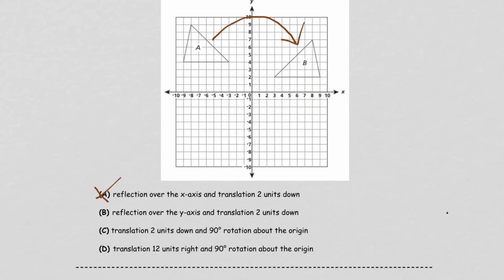And what happens if I reflect over the y-axis? If I reflect over the y-axis, it's going to end up kind of right about here, something like this. But it's going to be a little too high, so then it has to translate 2 units down. That's looking pretty good. I want to check the other ones just to be sure, though.